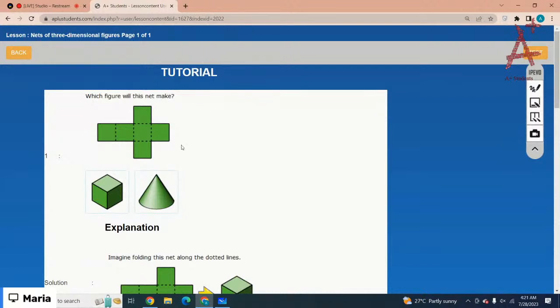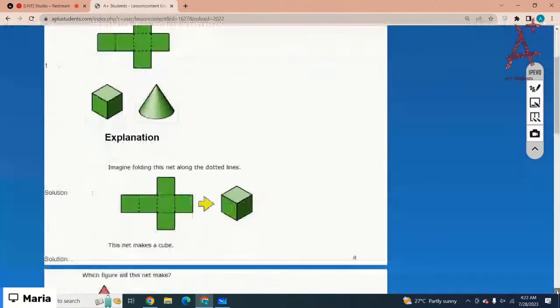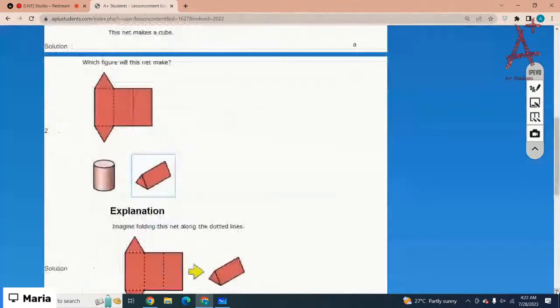Imagine folding this net along the dotted line. If you fold this net along the dotted line, it will make a cube. Got it? So this net makes a cube. Okay, the next one, which figure will this net make? So which is the correct option?